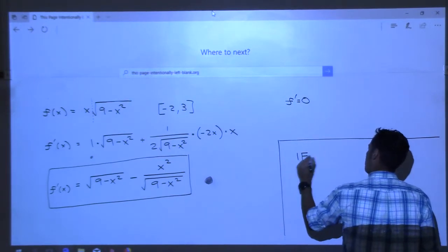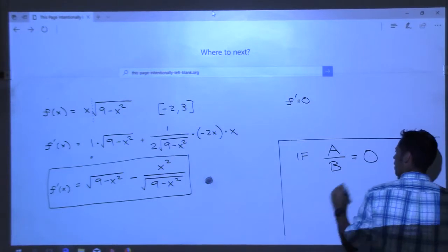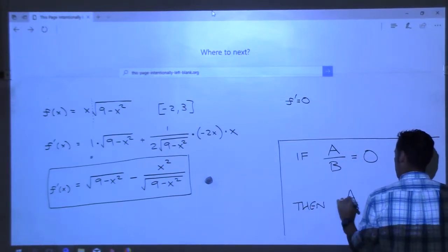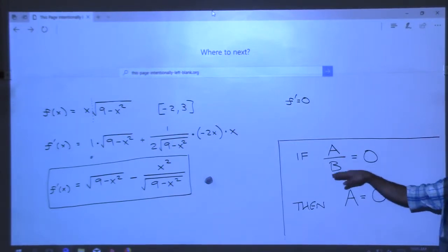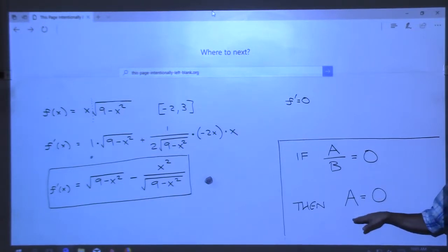If a over b equals 0, then a must be 0. This holds for anything. Anytime you have a fraction and you set it equal to 0, the only thing you have to worry about is when the numerator is 0. Why?